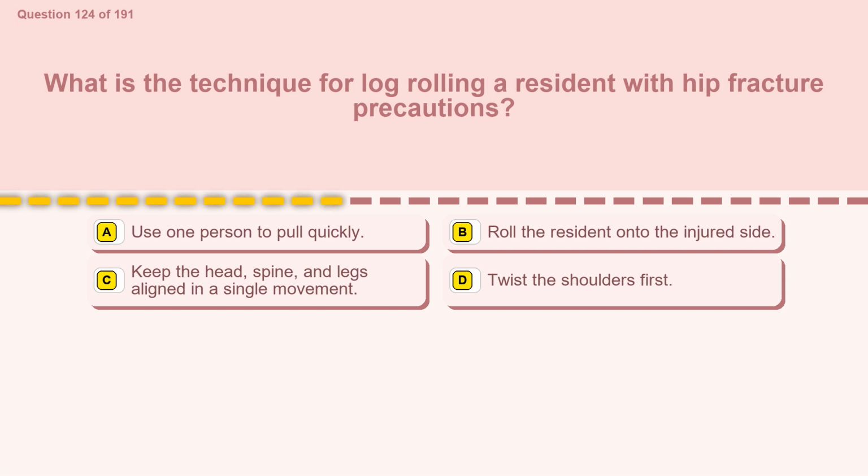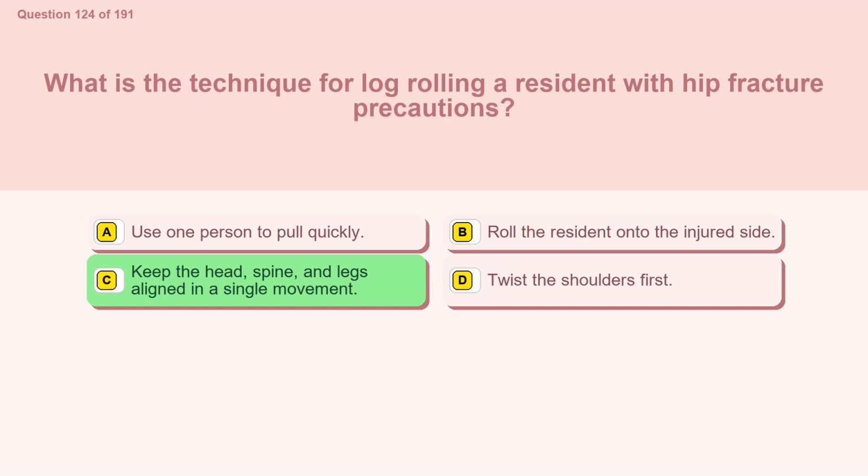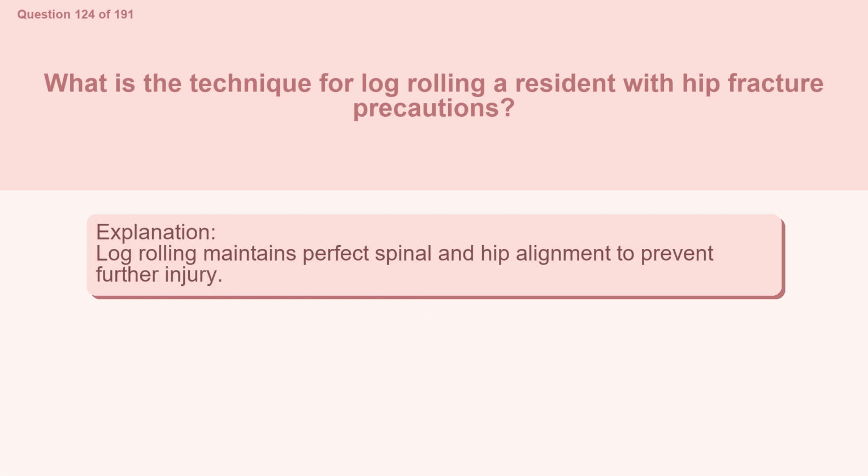Option A, use one person to pull quickly. Option B, roll the resident onto the injured side. Option C, keep the head, spine, and legs aligned in a single movement. Option D, twist the shoulders first. The correct answer is option C, keep the head, spine, and legs aligned in a single movement. Log rolling maintains perfect spinal and hip alignment to prevent further injury.